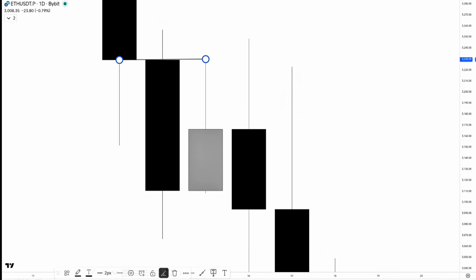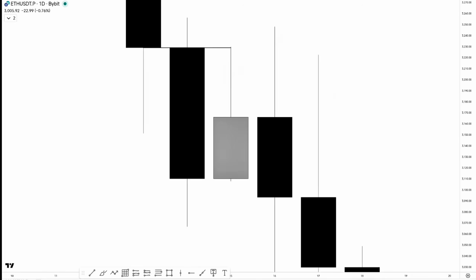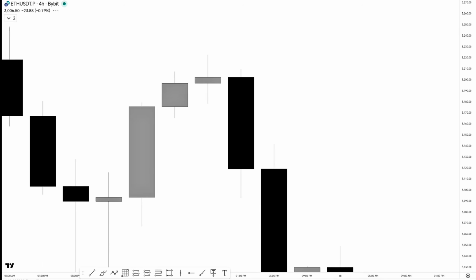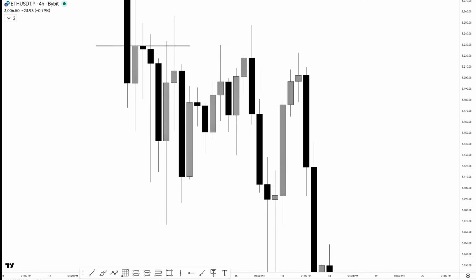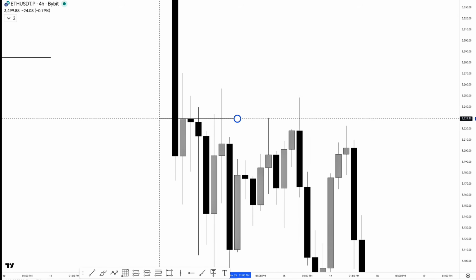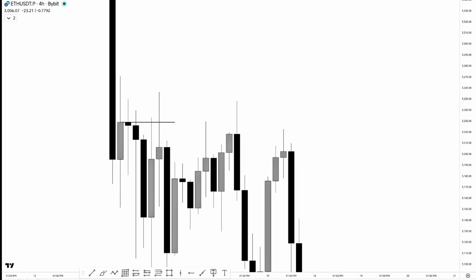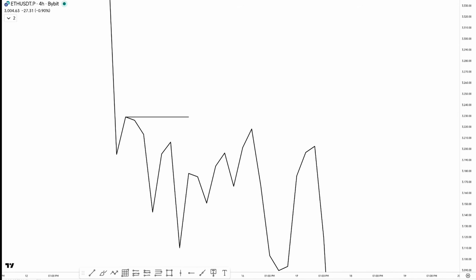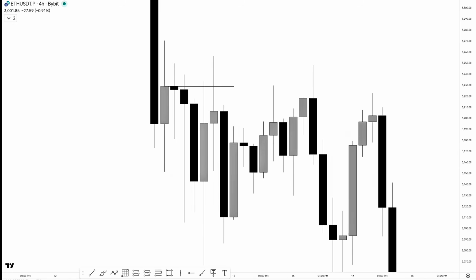We have this open close scale level on a daily scale that got respected once. So let's go to H4 to check it out. This is the open close scale level. It's actually an A-shaped level. It's an A-shaped level on an H4 level. So the open close scale level is actually an A-shaped level on H4, right?